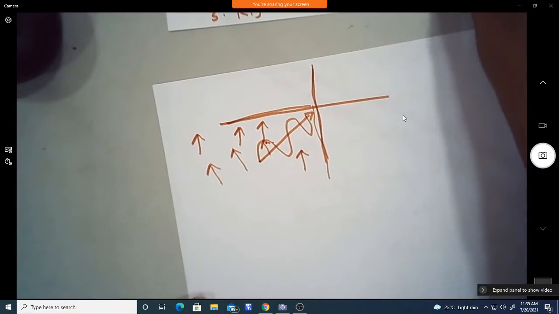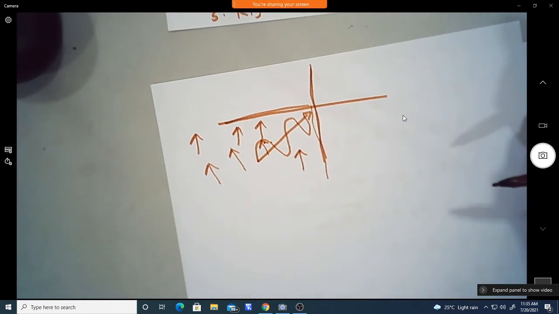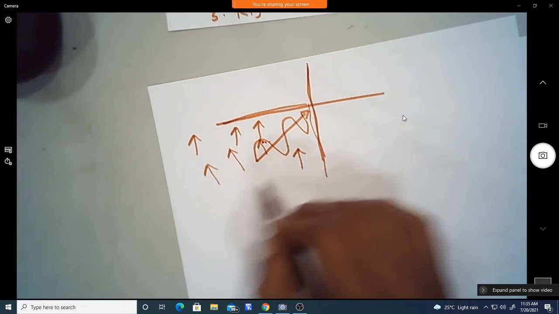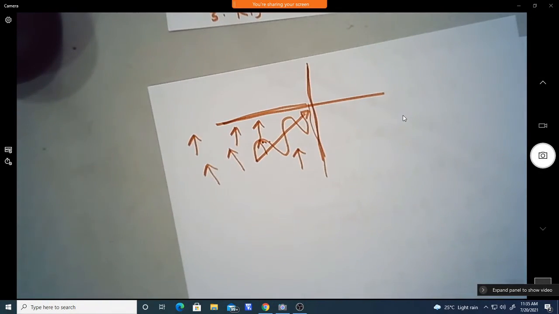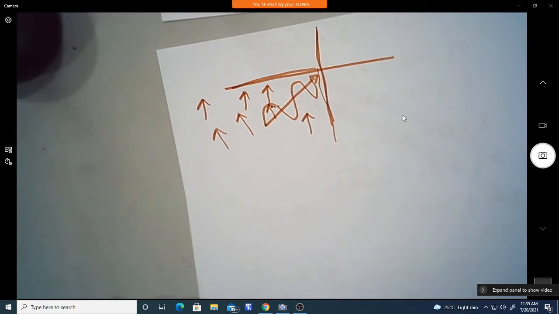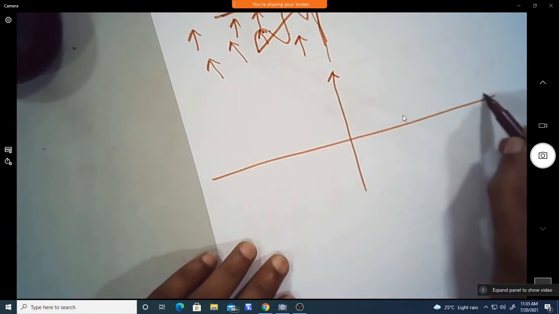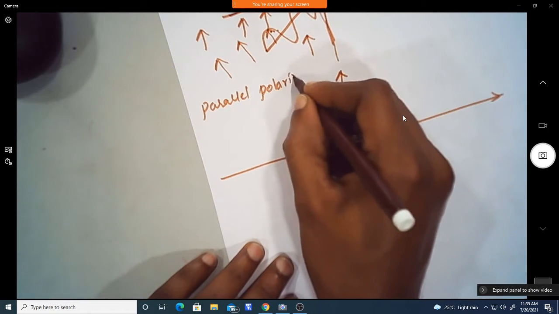Now the parallel polarization is a special case of the oblique incidence we discussed, where the electric field should be parallel to the plane of incidence. We are going to see how this parallel polarization happens and how we can arrive at the equations. So let me write the field components in the parallel polarization.